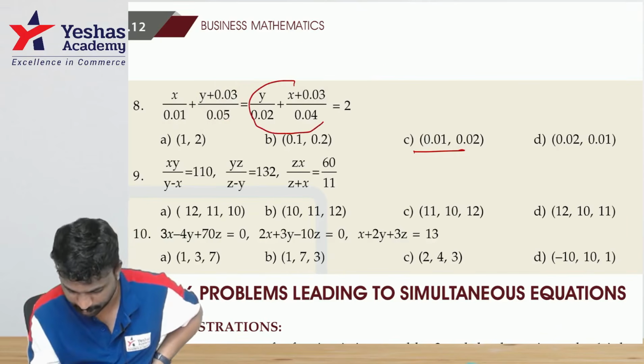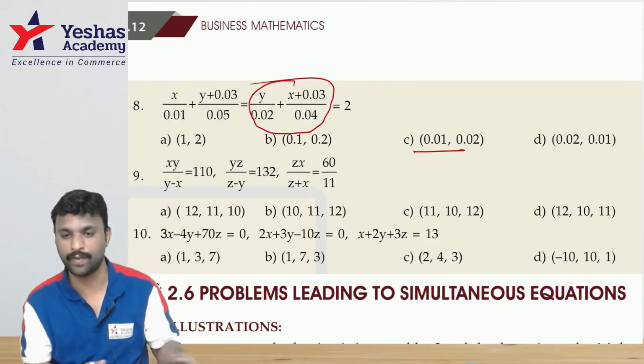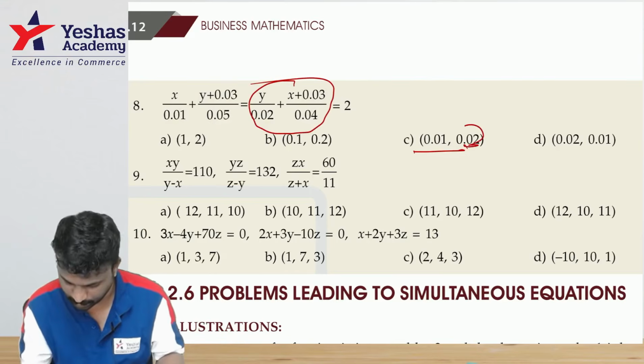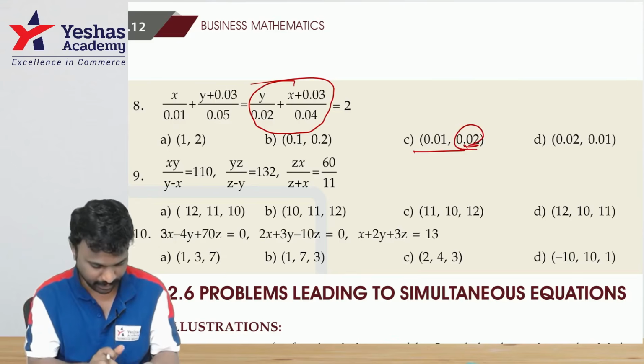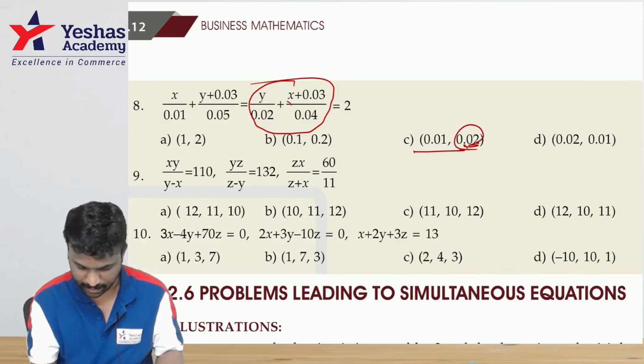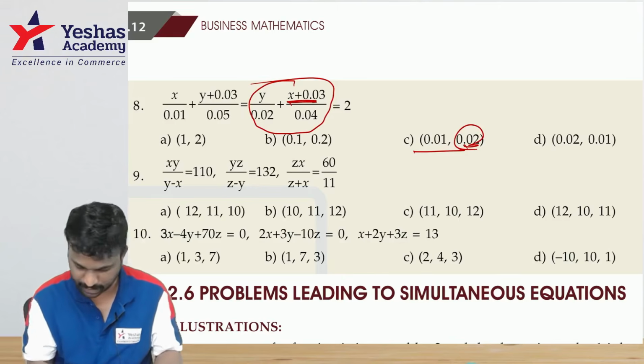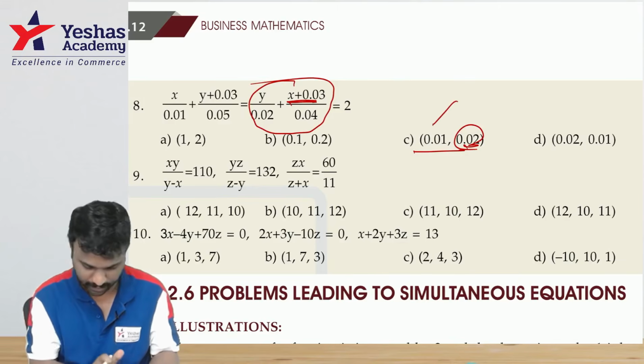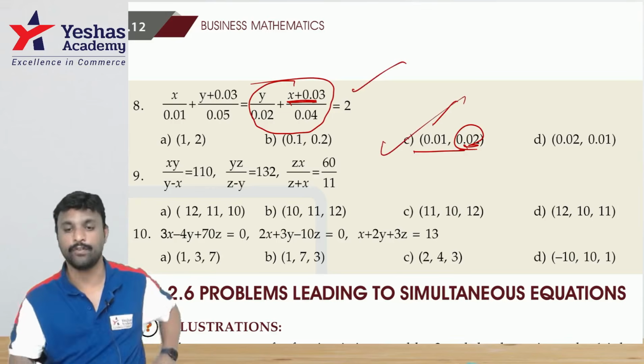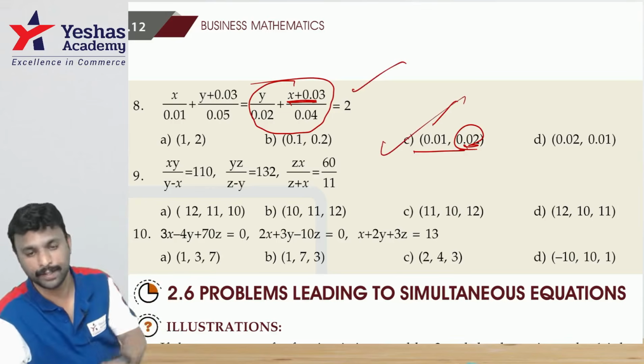This also should fetch you what? 2. Now what is y value? 0.02. 0.02 divided by 0.02 modulus plus 0.03 plus x value is 0.01 divided by 0.04 modulus, that fetches you 2. Therefore option C is the right answer.